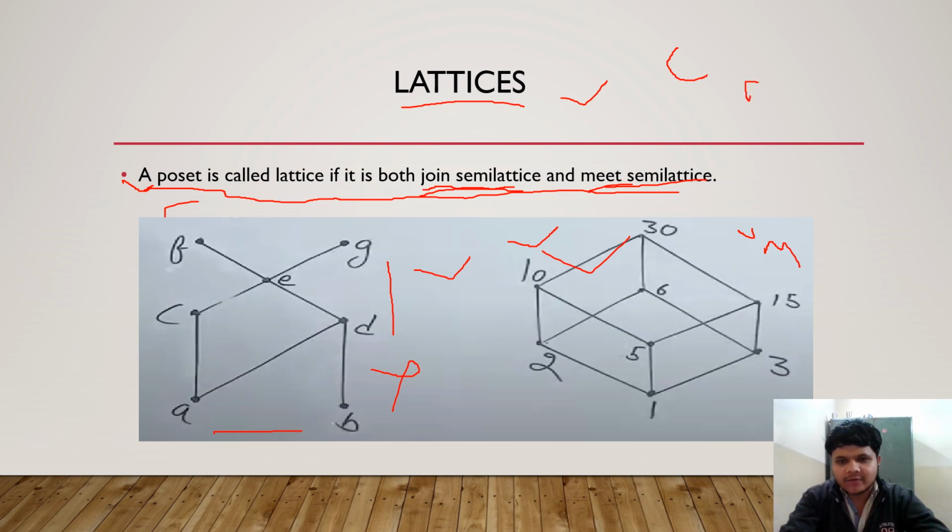So mathematically we can say that if A comma B belongs to poset P, and A join B belongs to P, and A meet B belongs to P, then that poset will be known as a lattice. I hope it is clear.